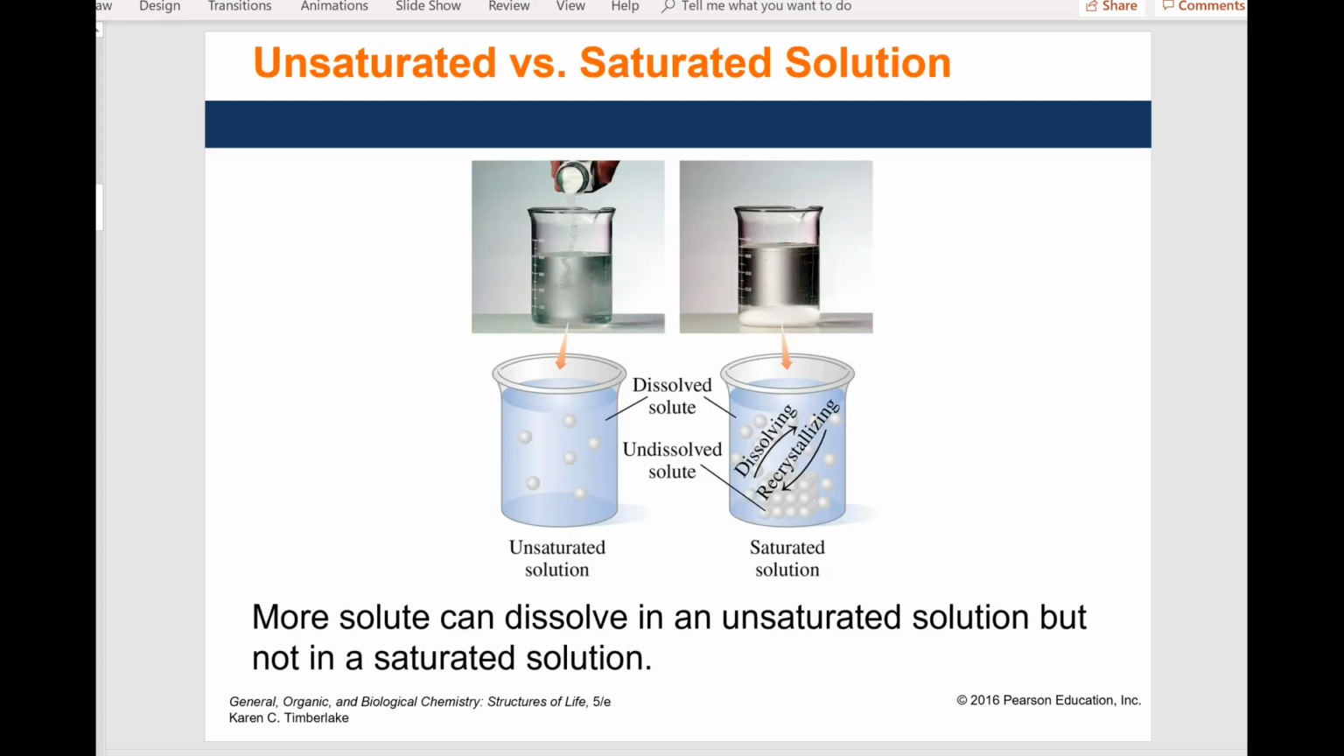And so depending on whether or not you've reached that solubility limit, if you have a saturated solution, so you've put in as much as you can, as much as possible has dissolved. If you haven't reached that limit, you have an unsaturated solution, and you can add more to it, and it will continue to dissolve.